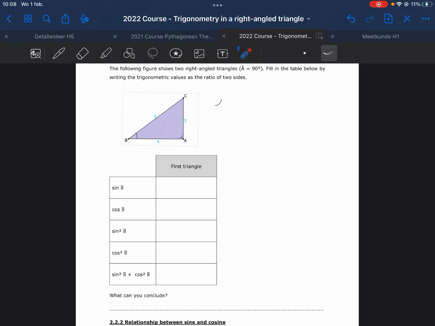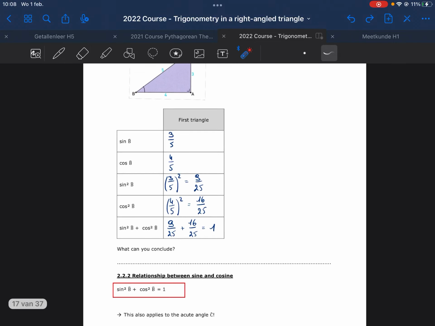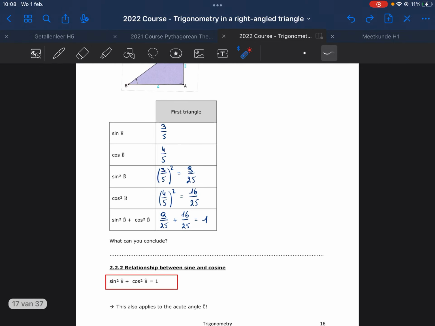Now, pause the video and do it. Did you do it? I hope you did. Then you would find these values right here. So, what do you have to remember from this? You have to remember that if you take the sum of the squares of the cosine and the sine, you will always find 1. So mark this. This is what you're going to have to remember, and this is the important part right here.